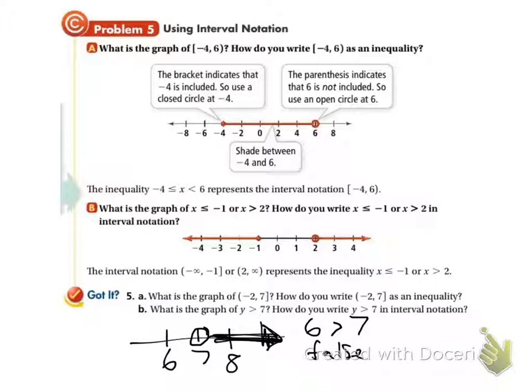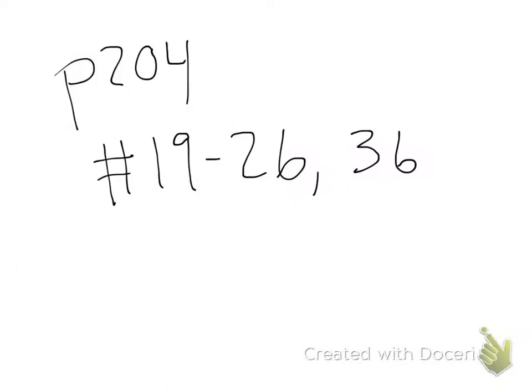And if I wrote that in interval notation, this is an open circle, so I have a parenthesis with the 7. And then the biggest number I can go to is infinity. So infinity, and we always use parentheses with infinity. And there's your homework.